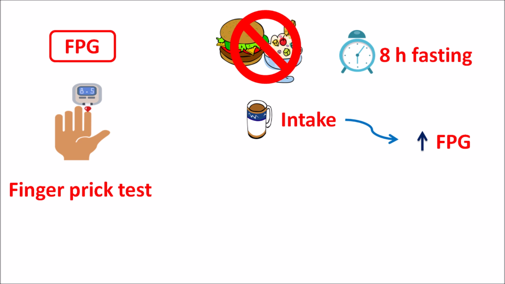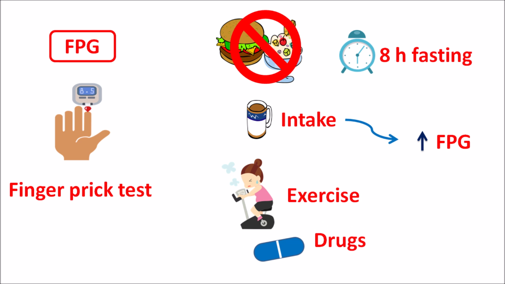Similarly, a few conditions can also reduce the FPG values. For instance, any excessive exercise during the morning or use of any drugs such as anti-diabetic agents or insulin within these 8 hours can reduce the FPG values. So even though FPG is an easily available test for diagnosis of diabetes, it is highly variable with fasting conditions, intake of food and fluctuations of glucose levels.